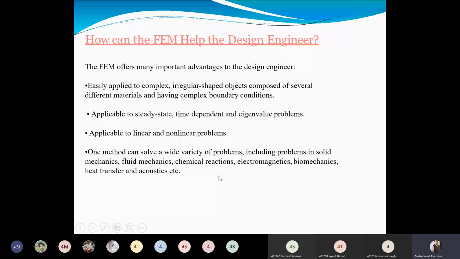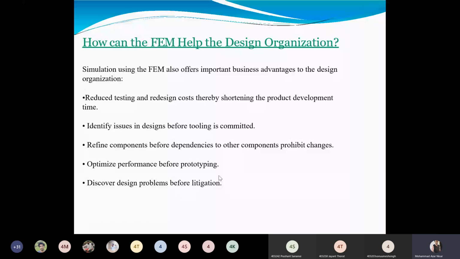So how can FEM help any organization or designer for optimization purposes? It reduces the testing and redesigning cost. As we are analyzing that part after creating the model, we just take the results from it. So we can edit our design, and then we can go for product manufacturing. It also shortens the product development time.